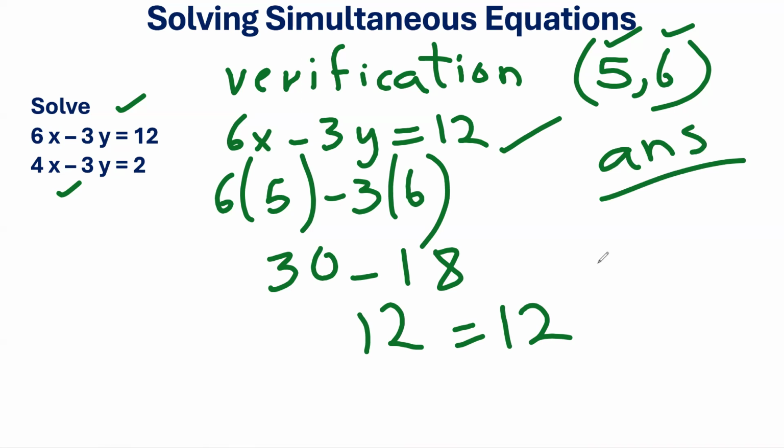In this way, you have to solve simultaneous equations. First you have to cancel x or y, whichever can be easily cancelled. Then find x, then find y, and then do verification.